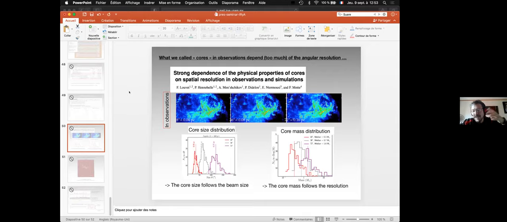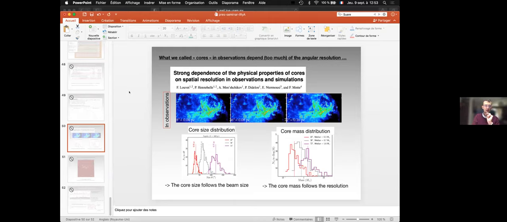No, that goes a little bit in the direction of Aina's question as to whether these cores could be fragmenting. And of course, if you don't resolve the fragments, then you won't have those as individual objects, right? And so that would make for missing some of the low mass objects. So I don't know if that's the point.